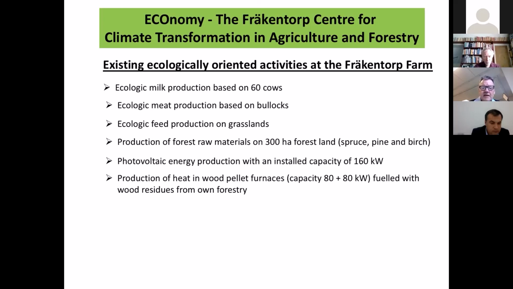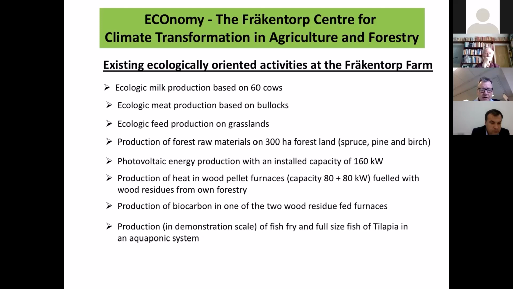There is production of heat in wood pellet furnaces with a capacity of 80 plus 80 kilowatts. They are fueled by wood chips. In one of these furnaces, it is also possible to produce biocarbon. We are now trimming this furnace so that you can produce both heat and biocarbon. And biocarbon is assumed to be used together with a hygroscopic type of product that helps the water balance in the soil.